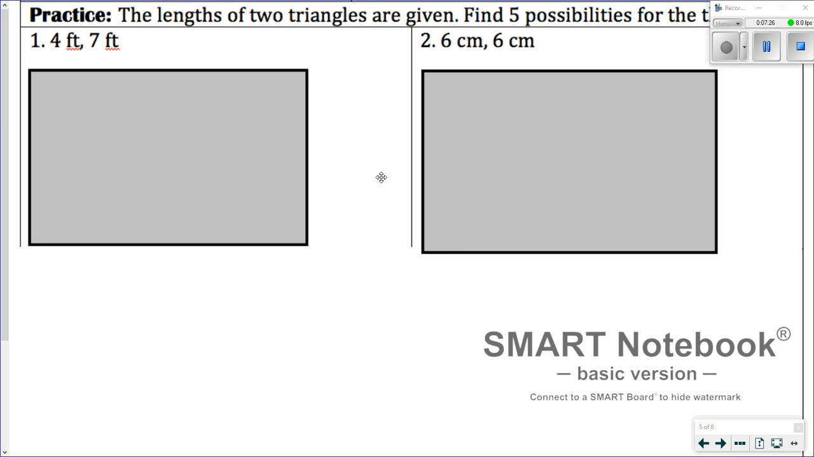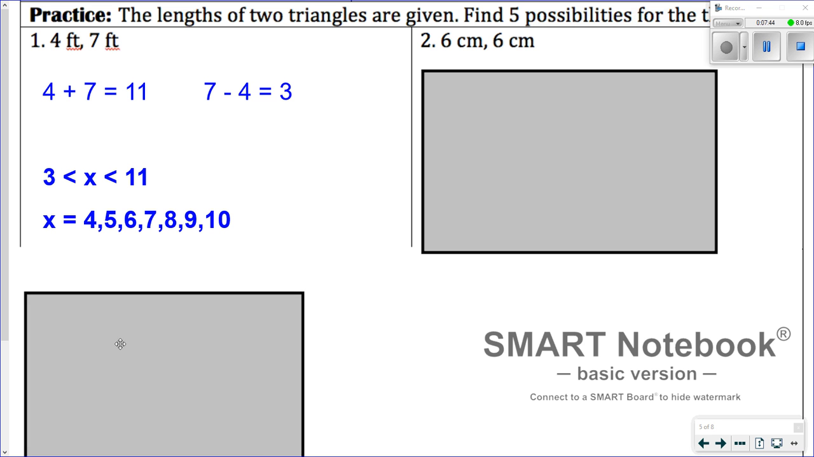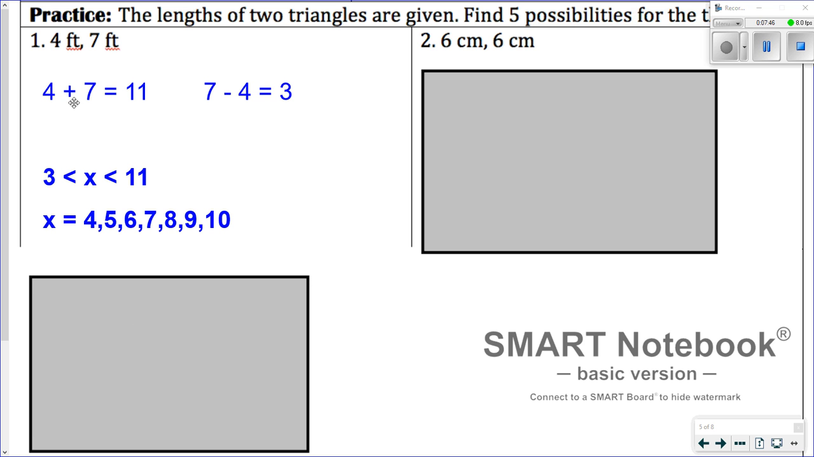Okay, so we're going to do examples based on that. They said the lengths of two sides of the triangle are given. Find five possible lengths for the third side. So we have 4 and 7. We need a third length that will make this triangle a triangle. I chose the second option that I did previously. I added 4 and 7 to give me 11, and then I subtracted 7 minus 4 to give me 3. So that means my value, which I classify as x, will have to be between 3 and 11. Greater than 3, less than 11.